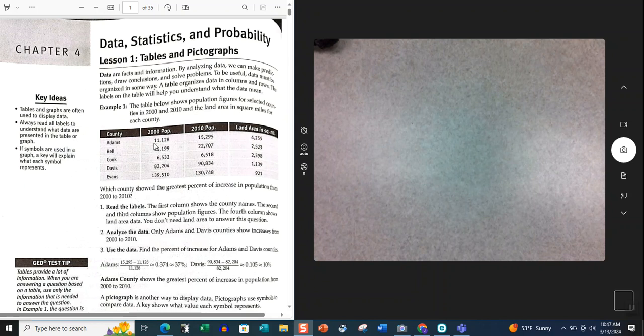Now if we look here, Adams County increased and Davis County increased, but all the rest of them decreased in that 10-year period. So we're basically only going to be looking at Adams and Davis County.